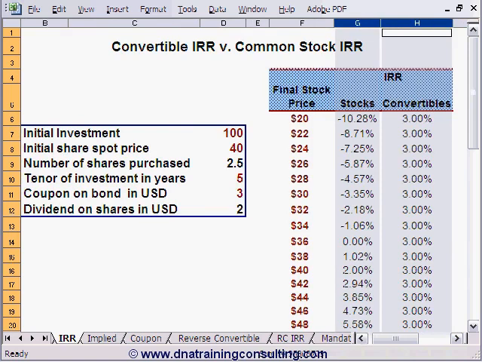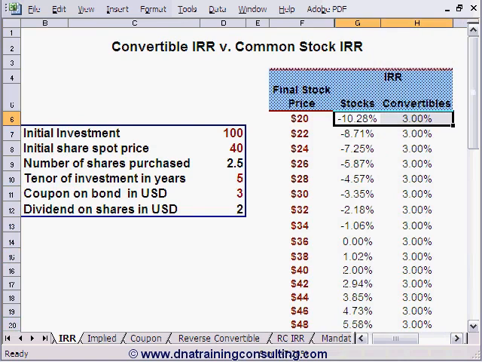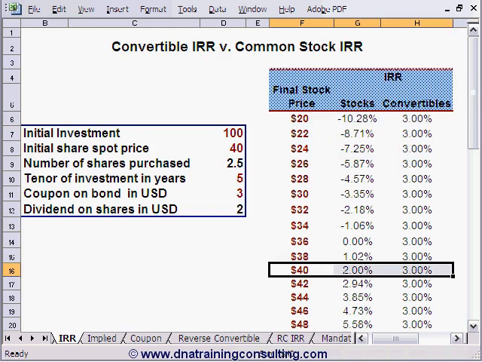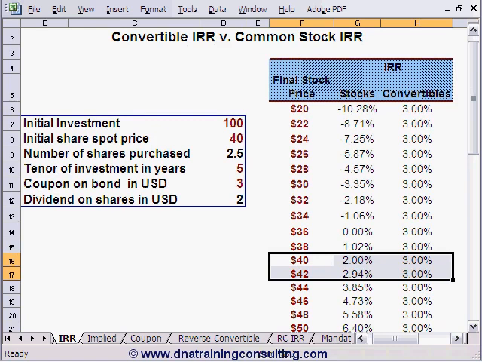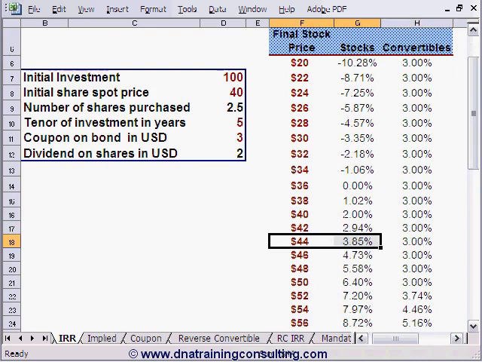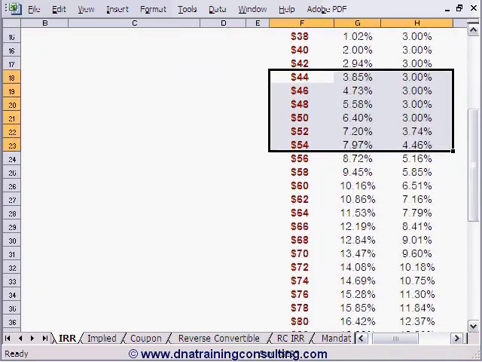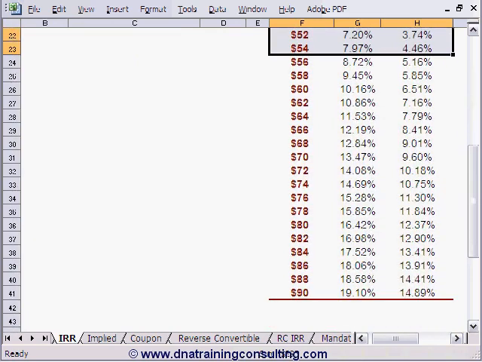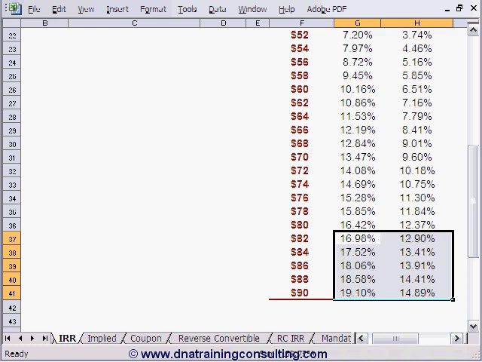As expected, the convertible outperforms when the stock at maturity has fallen, such as here, or even if it has remained unchanged on this row here, or even when it has risen only very slightly, for example to $42, while the pure stock investment outperforms when the stock rises to $44 or anywhere above that. And at very high stock prices, the pure equity investment outperforms the safer convertible by more than 4% annualized, as you can see in the cells we just highlighted.